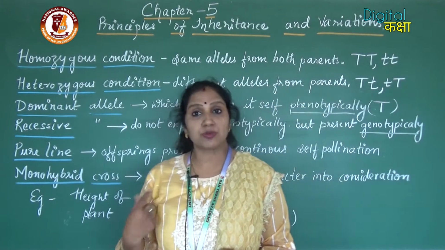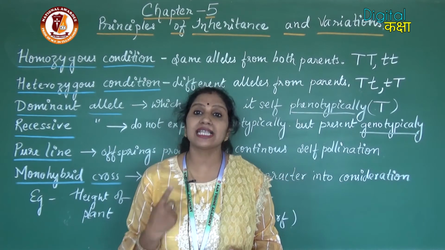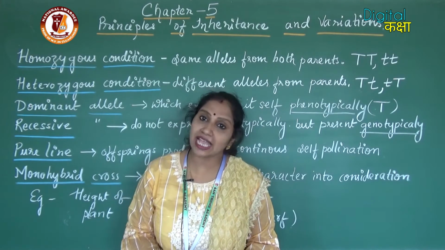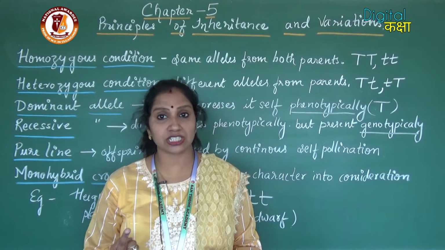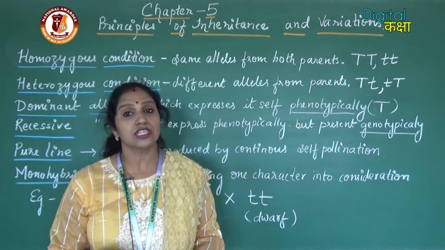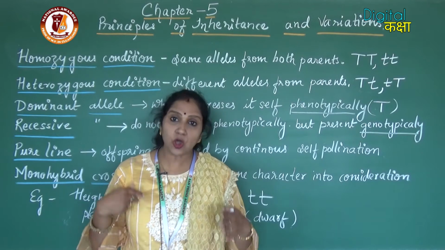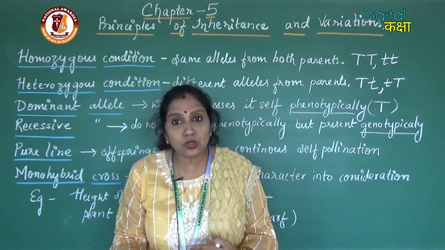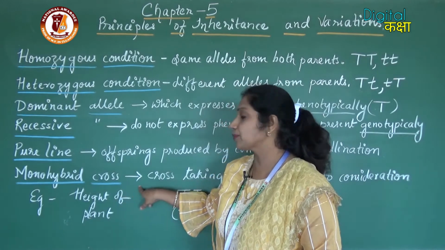The monohybrid, mono means single, okay. So, when we are considering only a single character and crossing two individuals, then that cross is called a monohybrid cross. As I have told, one character we are considering. So, one character will be coded by one gene. The one character coded by the one gene will have two alleles. So, the cross which is being done by taking one gene and two alleles into consideration is called the monohybrid cross.